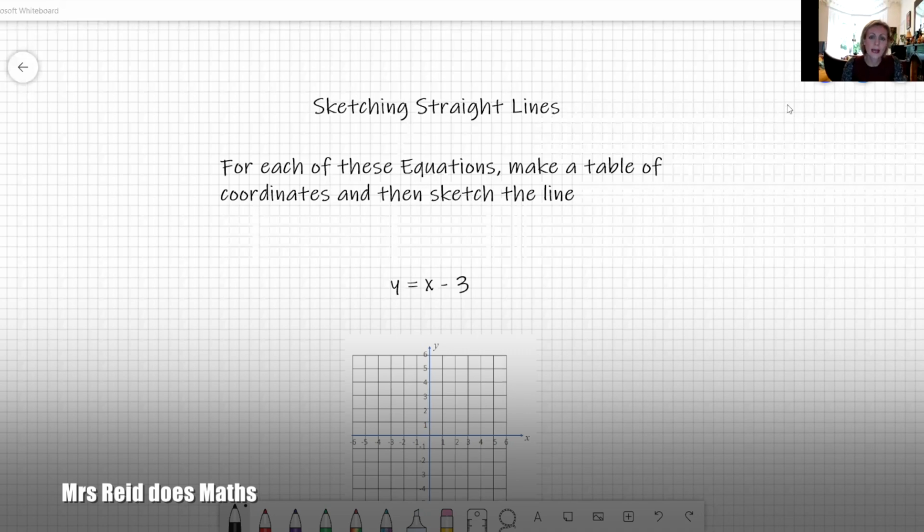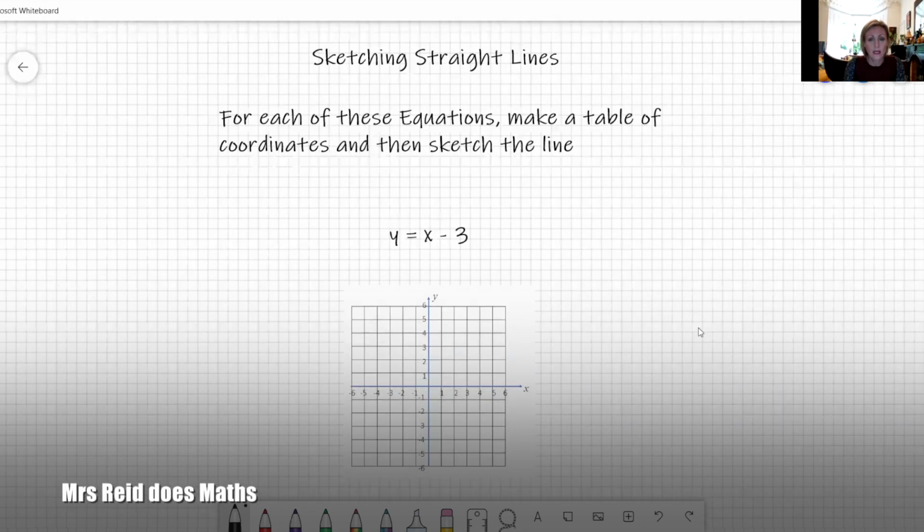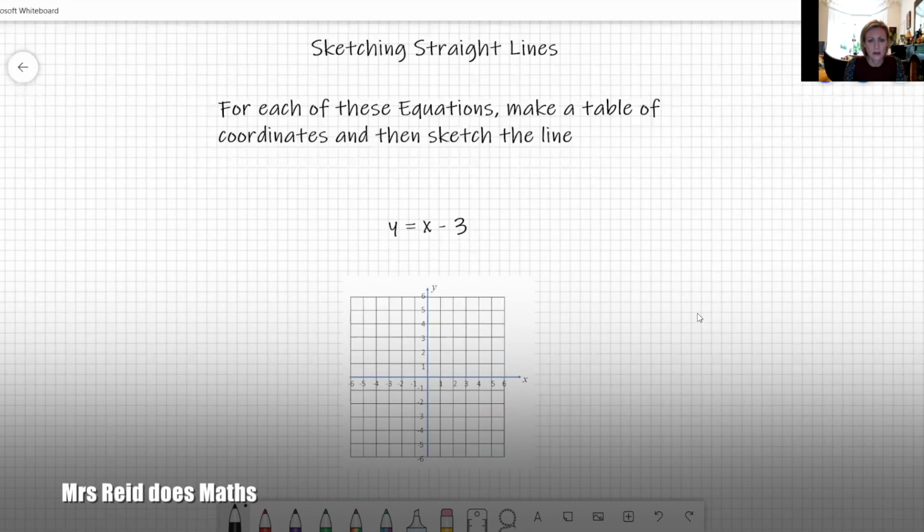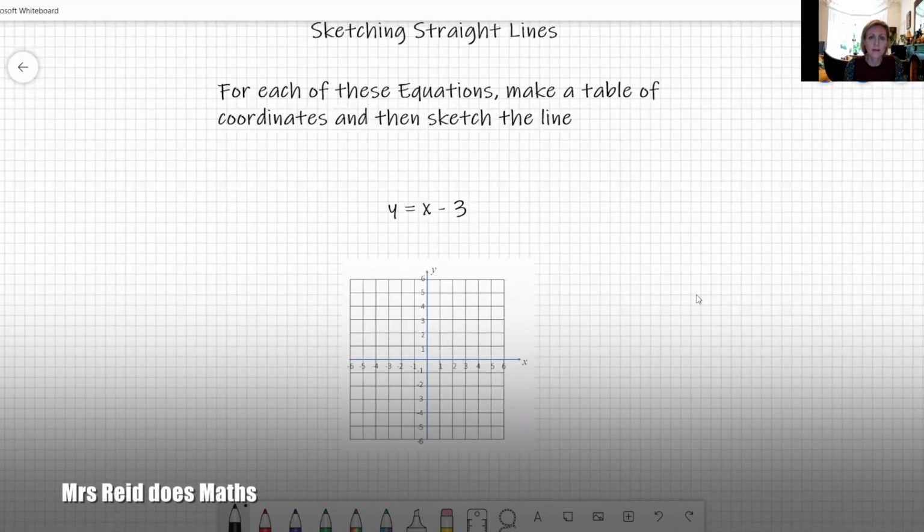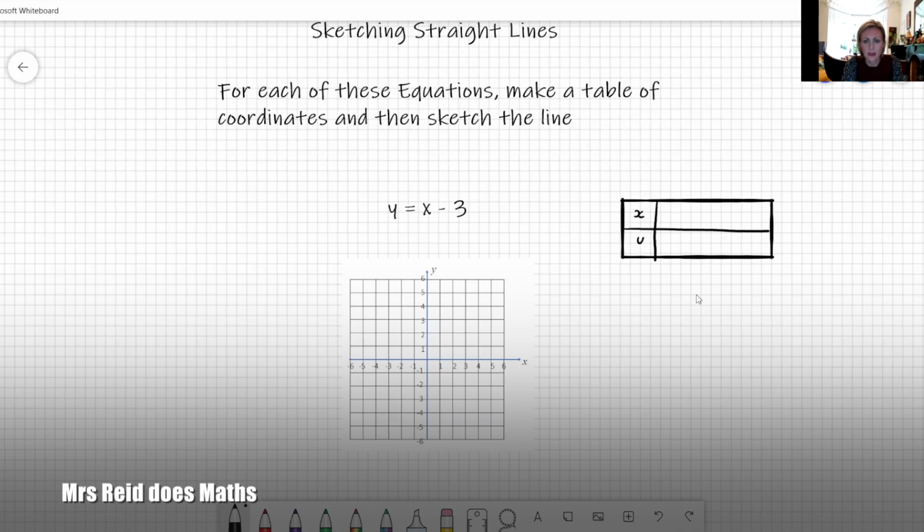When it comes to drawing an actual straight line, we have to sort of see the equation as a rule. So this first example here, y equals x minus 3, that means that every y coordinate is equal to the x coordinate, take away 3. So if we draw a little grid, then we can come up with a table of coordinates. So there's my x's and my y's. Now the rule is that the y coordinates are the x coordinates take away 3.